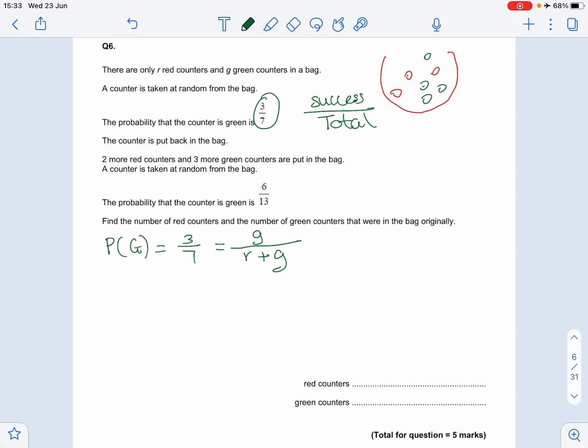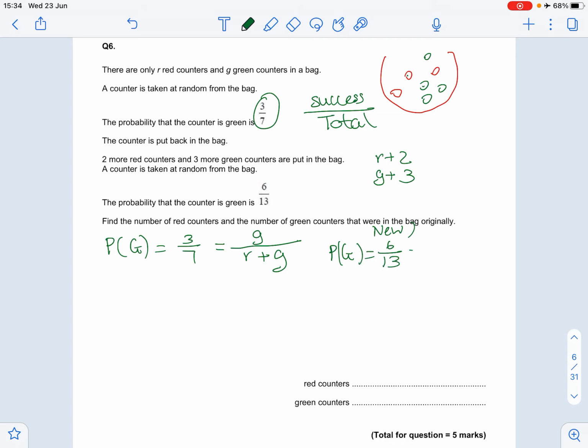Then let's continue reading. The counter is put back in the bag, then 2 more red counters and 3 more green counters are put in the bag. So the red counter we have +2, and the green counters we have 3 more. Then a counter is taken at random from the bag. The probability of green is 6 over 13. So what we're seeing here is the new one. So again, it's success over total. So the probability of getting the green is now 6 over 13.